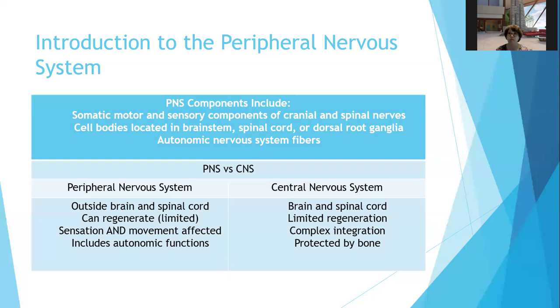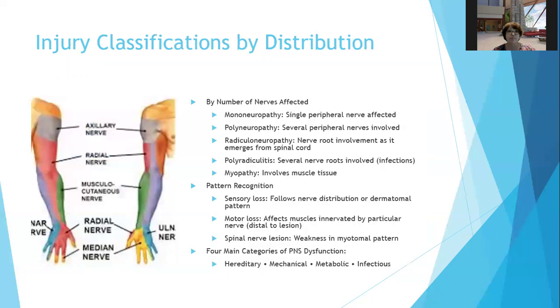The central nervous system is the brain and spinal cord, with very limited regeneration of cells in this area, complex integration, and it's encased in bone. So I always say the most important things in the body are encased in bone. This includes the central nervous system. Not that the peripheral nervous system isn't important, because it is.